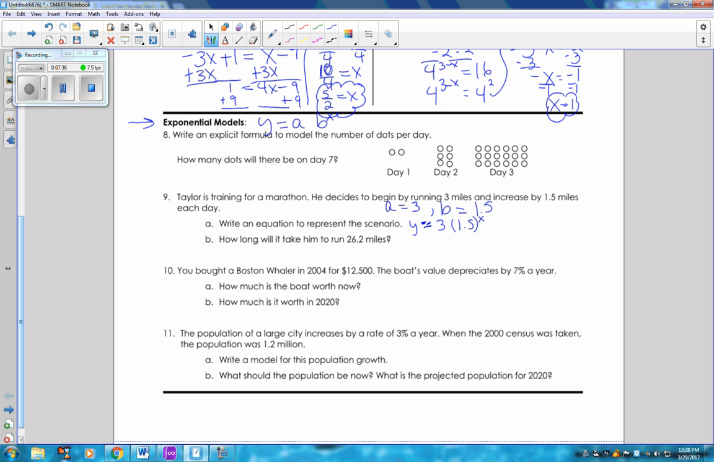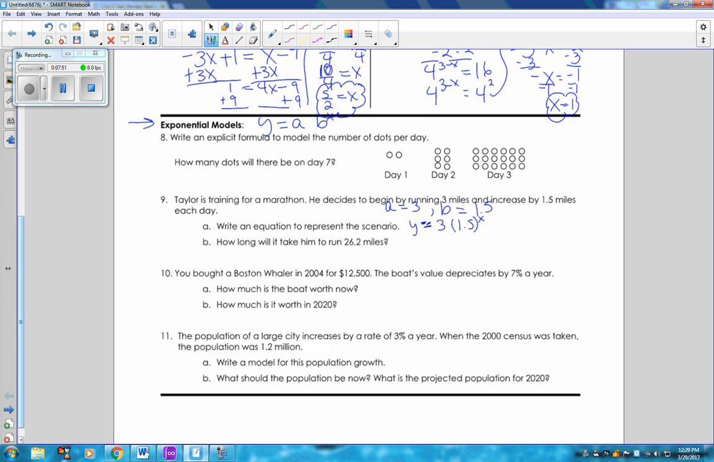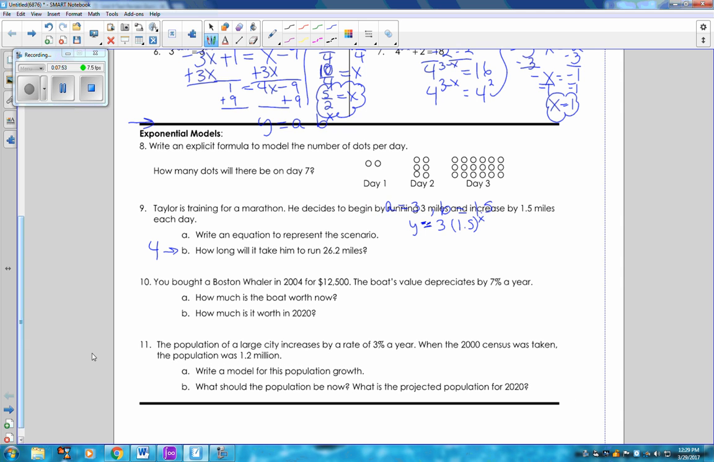15.1875. All right, so I still need to go larger. I'm going to put in a 6. 3 times 1.5 raised to the sixth power gives me 34.17. All right, it says, how long will it take him to run 26.2?